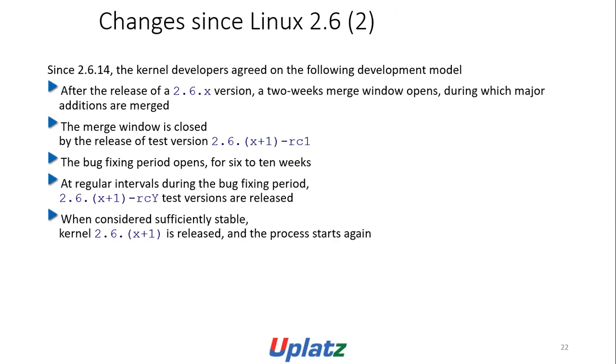Since 2.6.14, kernel developers have agreed on the following development model. After the release of a 2.6.x version, a 2 weeks merge window is open, during which major additions are merged. The merge window is closed by the release of the test version 2.6.x+1-rc1. The bug fixing period opens for 6 to 10 weeks. At regular intervals during the bug fixing period, 2.6.x+1-rcY test versions are released. When considered sufficiently stable, the current 2.6.x+1 is released and the process starts again.